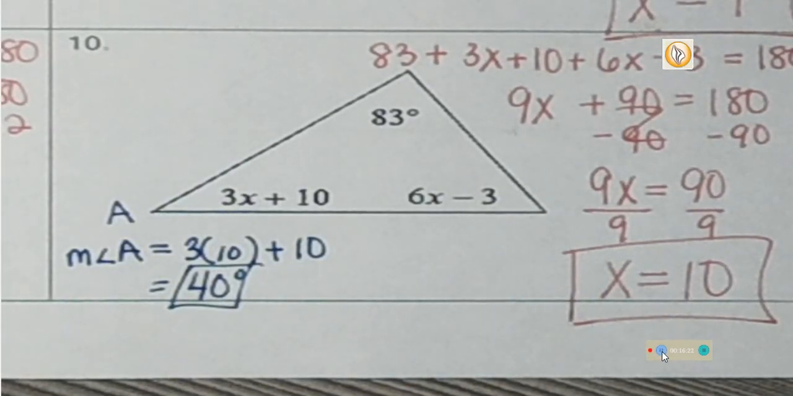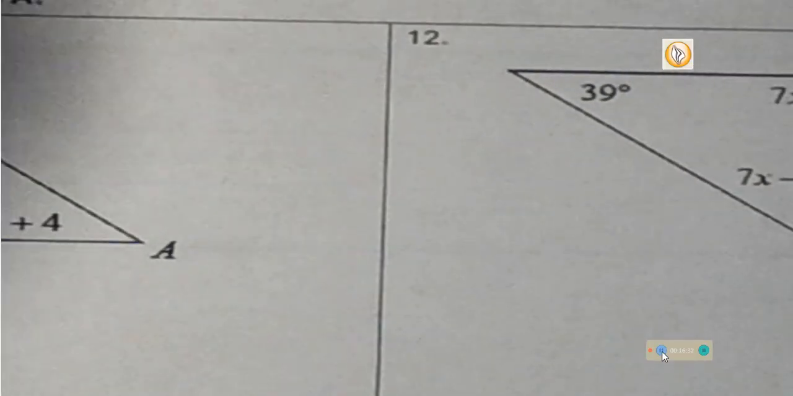That's one of the things that you're going to have to look out for, and you're going to have to really read the directions and say, did she ask me to find an angle, or did she just ask me to find x? All right, so here's what I want you to do. We're on the back.